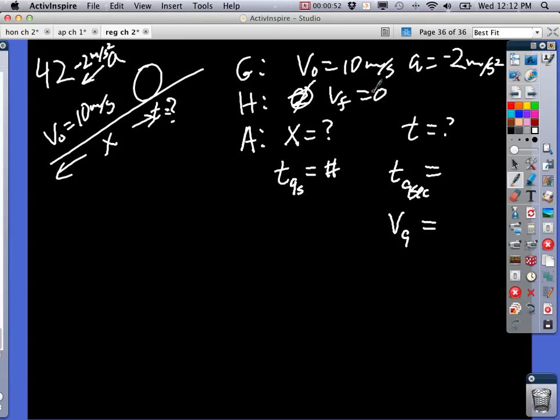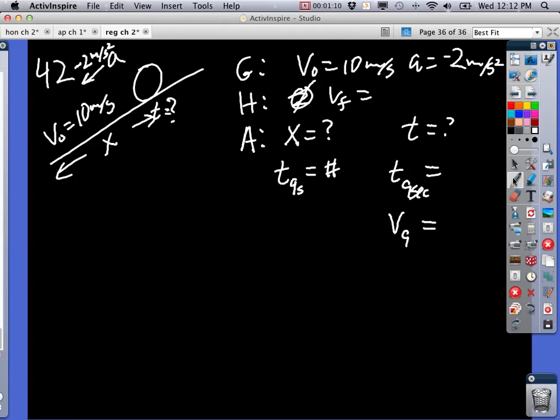So it doesn't even really matter what we're looking for. What matters is the variables: X, V0, VF, and A. What equation has those four variables? VF squared equals V0 squared plus 2AX. Bingo.